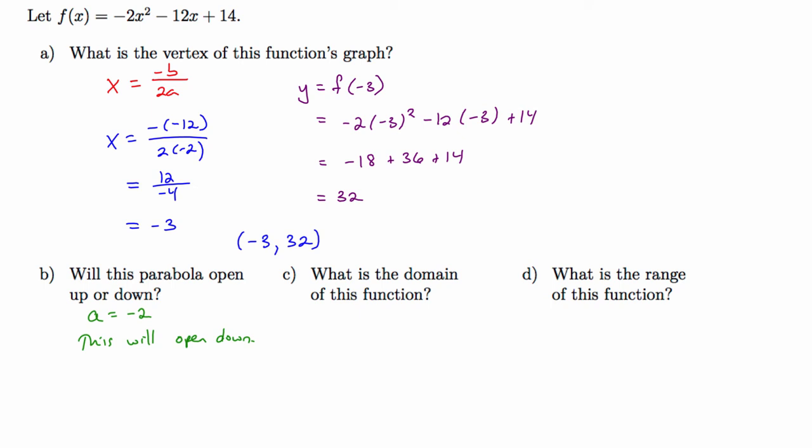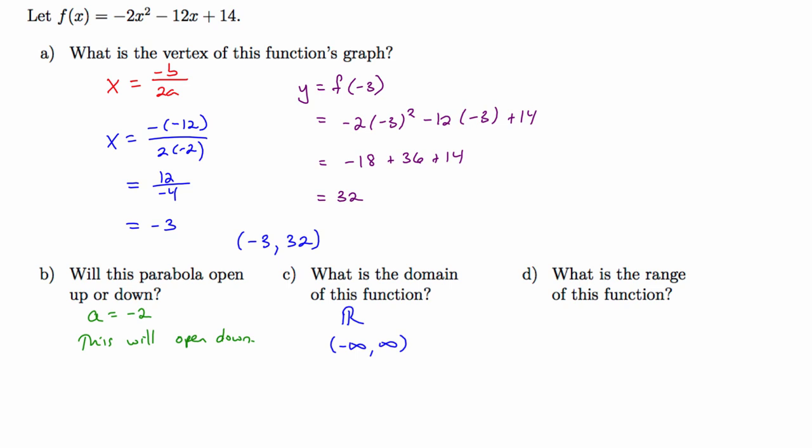In part C, we need to answer the question, what is the domain of this function? The domain of every quadratic function is all real numbers, so we can write this as the double bar R representing the set of all real numbers, or in interval notation, we could write this as the interval from negative infinity to positive infinity.